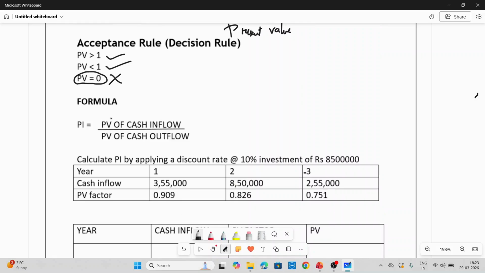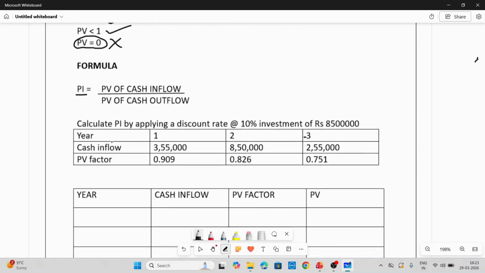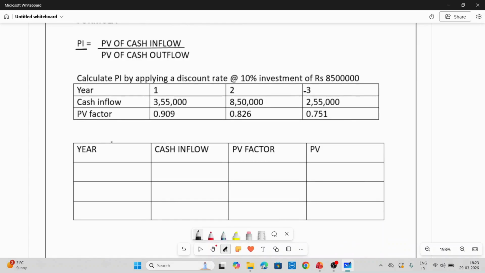Now let's go to the formula. PI is equal to PV of cash inflow divided by PV of cash outflow. This is the formula. Now let's calculate a problem.